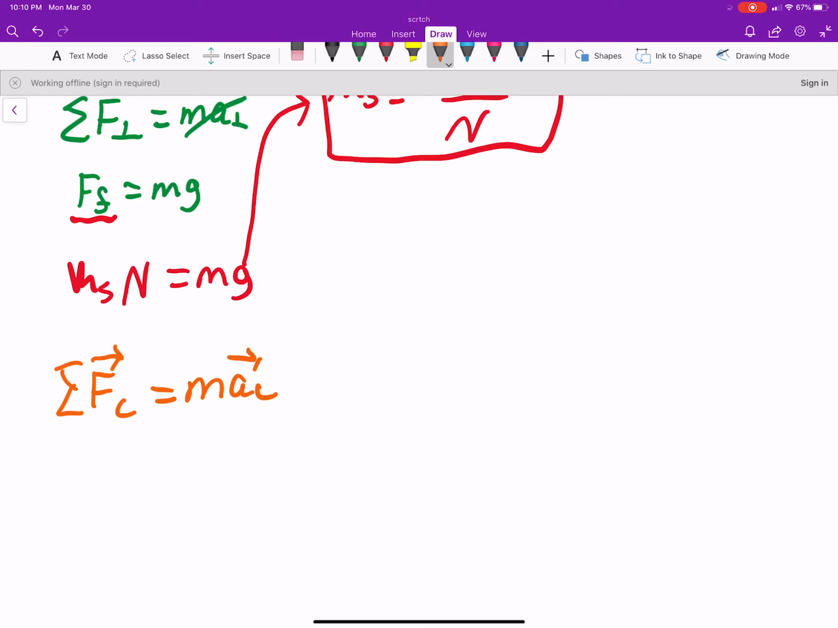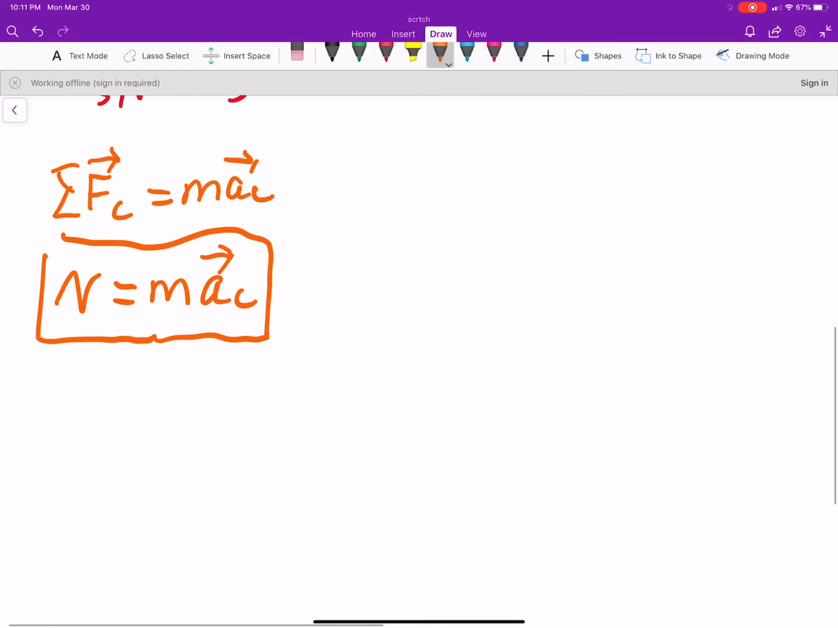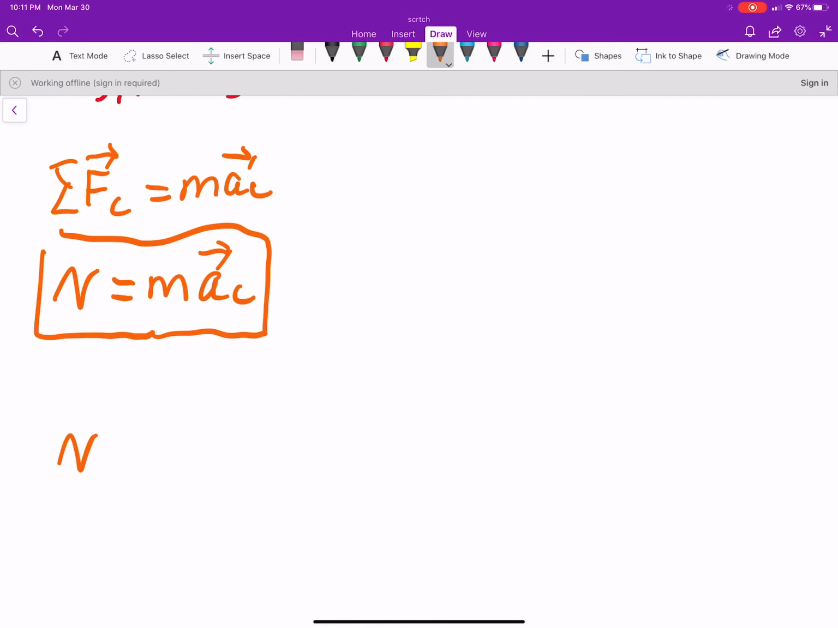So what forces do we have there? Well, we just have our normal force. So our normal force is equal to mass times our centripetal acceleration, which is perfect. But we can rewrite it in a different way, and that's what I'm going to do. Normal can be written as m v squared over r.